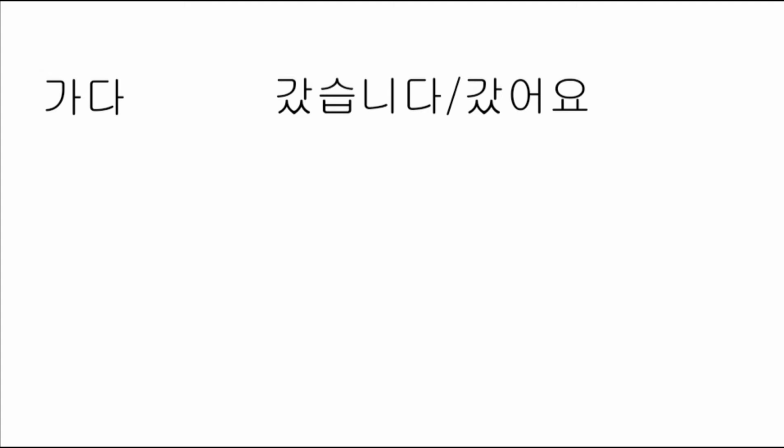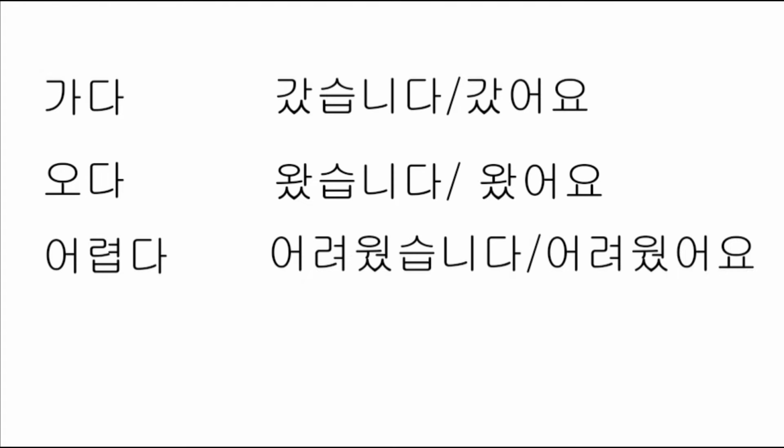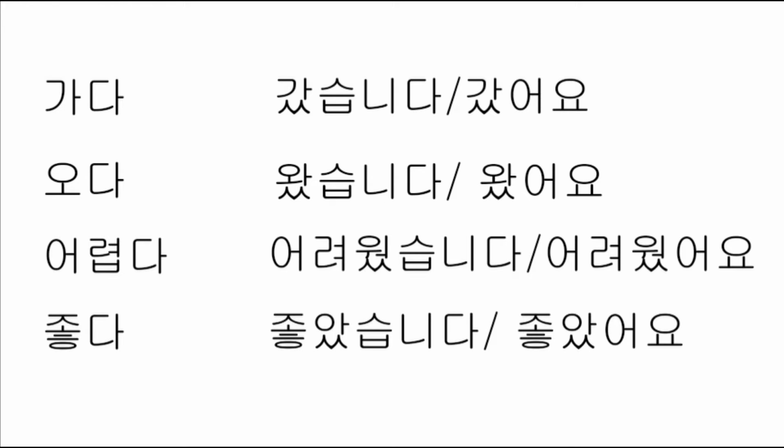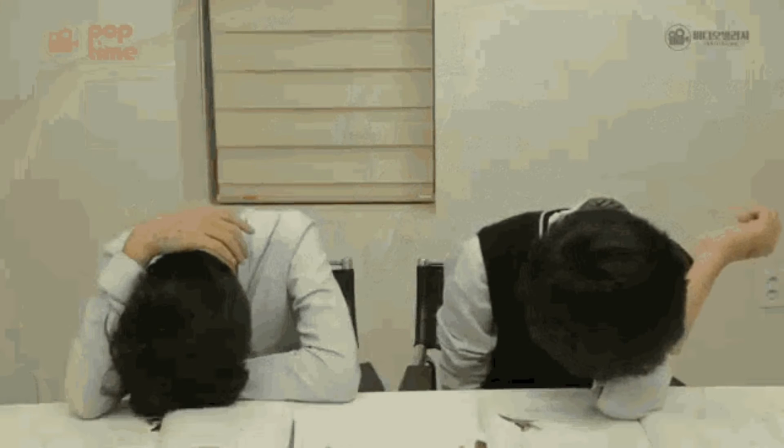가다, 갔습니다, 갔어요. 오다, 왔습니다, 왔어요. 어렵다, 어려웠습니다, 어려웠어요. 좋다, 좋았습니다, 좋았어요. Let's make some sentences with past tense.